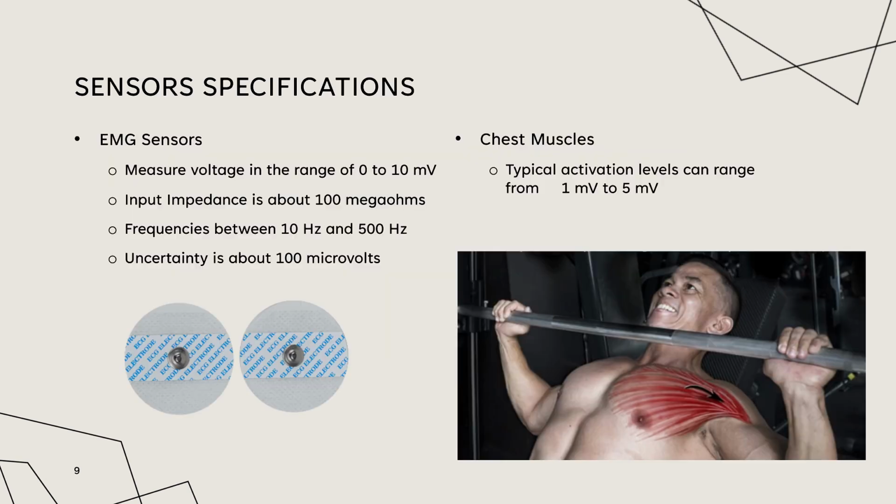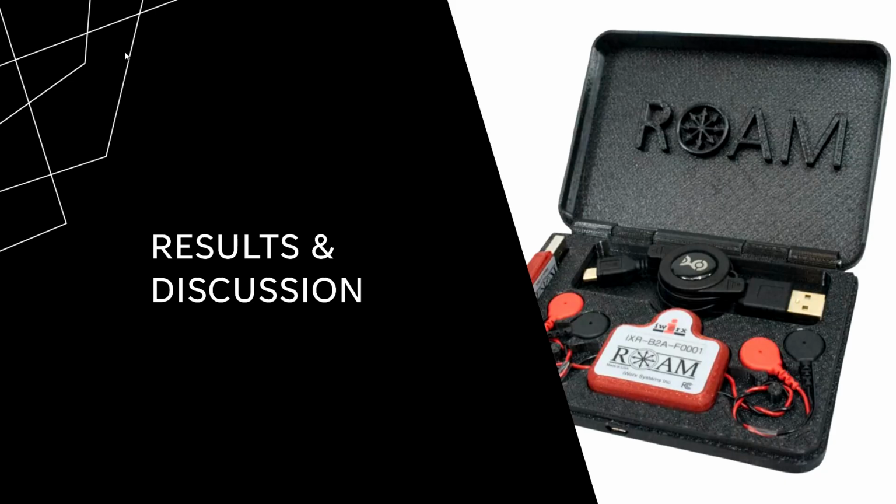For the sensor specifications, the sensor could read a voltage range of 0 to 10 millivolts. For this experiment, the ranges were anywhere from 0 to about 2 millivolts. So now we can get into the results and discussion of our experiment.